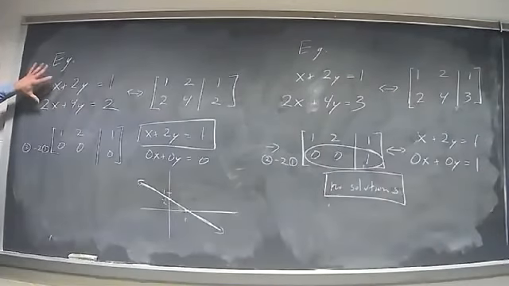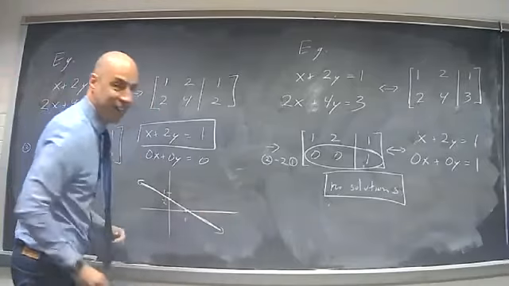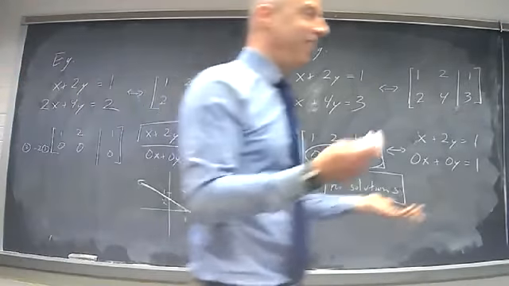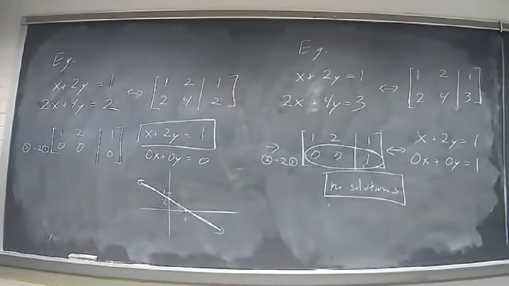This was a line, this was a line. What can you tell me about these two lines? Identical? They're right on top of each other. This line and that line are the same line. I just drew them twice. And so anything on that line is going to satisfy both equations. They are identical lines.